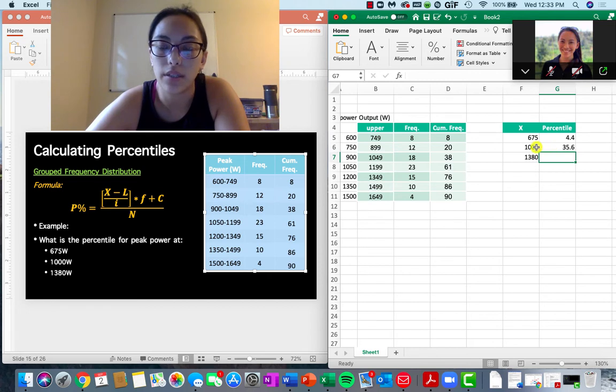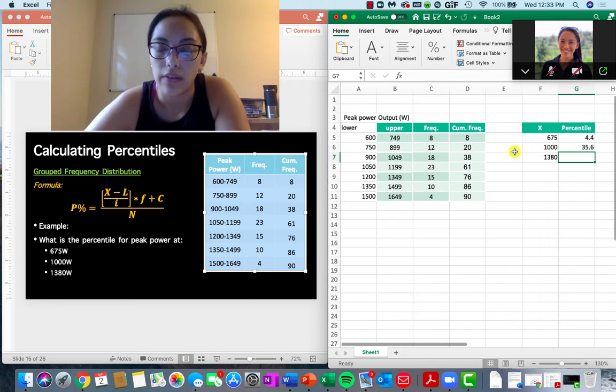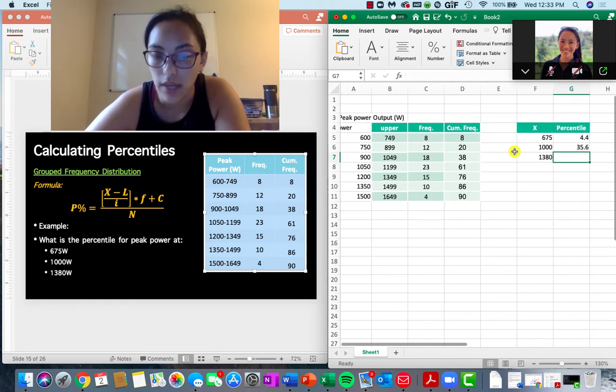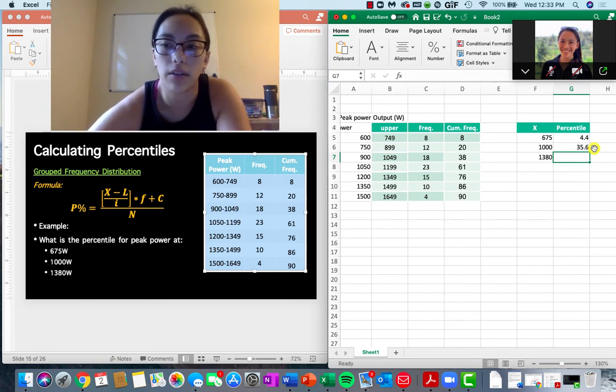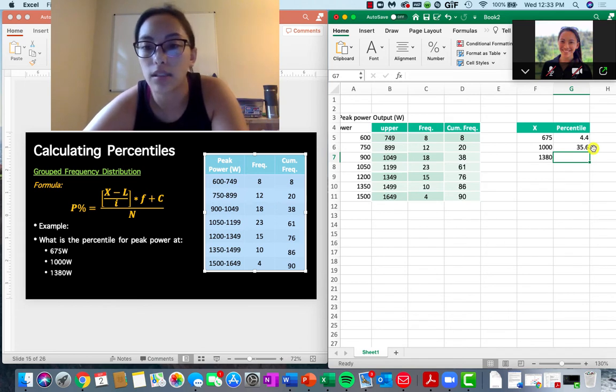So a person who had a peak output of 1,000 watts within this sample distribution would be considered at the 35th or 36th percentile approximately, or they performed equal to or better than 35% of the people in that distribution.